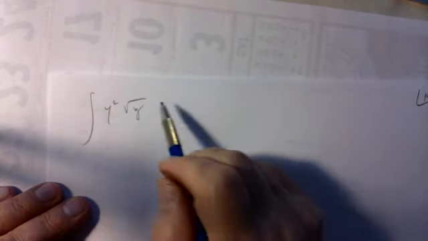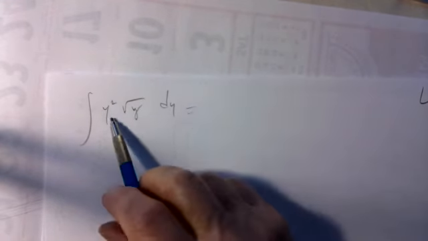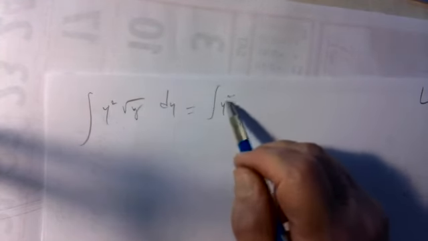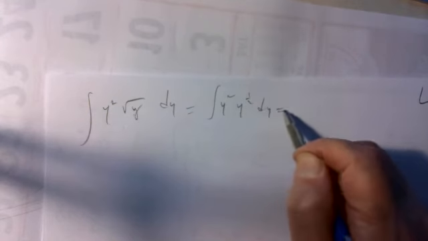Page 18. What about the integral of y squared times the square root of y, dy? It doesn't matter what variable we use in our integrals. So you have to write this as a power. y squared is y squared, and the square root of y is y to the half. So this is the integral of y to the 2 plus a half, that's y to the 5 halves.